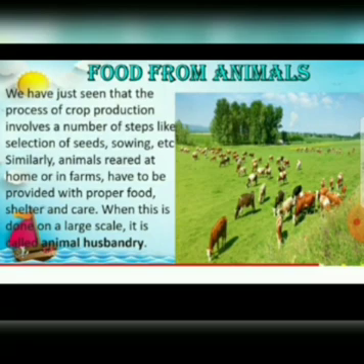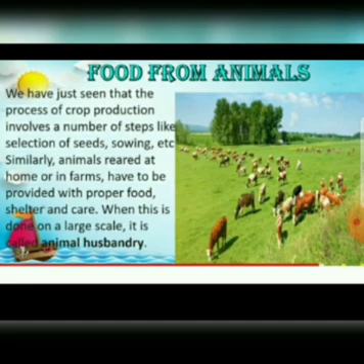Now, food from animals. We have just seen that the process of crop production involves a number of steps like selection of seeds, sowing, etc. Similarly, animals reared at home or in farms have to be provided with proper food, shelter and care. When this is done on a large scale, it is called animal husbandry. So what is animal husbandry?